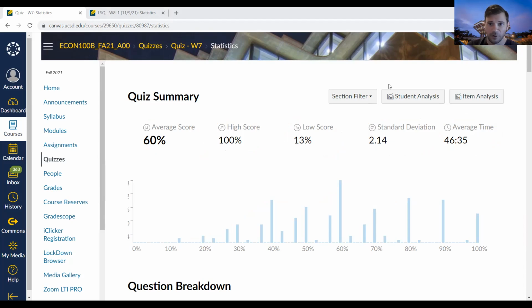Yeah, you can see the number of people getting each score. That's what this histogram is exactly. That's what you are looking at here. It's exactly right.